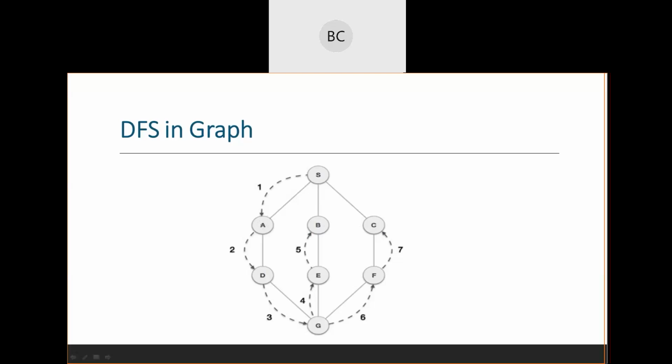Okay, once I visited node A, I will again check if there is any adjacent node connected to A. So there is a node connected to A which is D. So I'll visit D now. Again I'll do the same thing. I'll check if there are any adjacent nodes to D. So D has an adjacent node which is G.